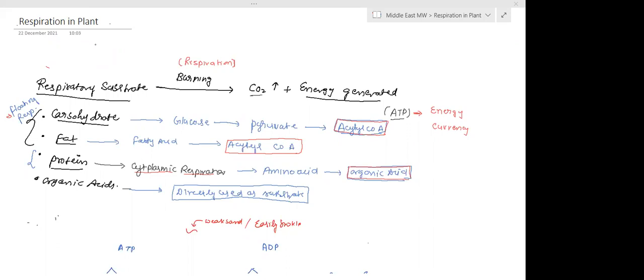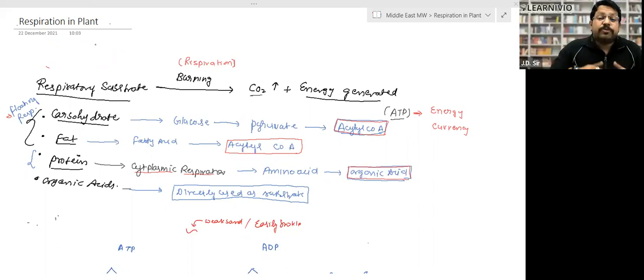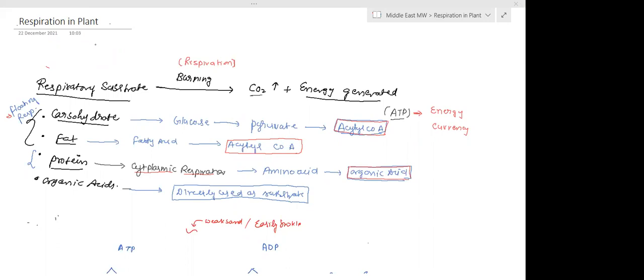Okay. Now, what is the respiratory substrate? It means those substances which can be burned. So carbohydrate, meaning sugar, is the best respiratory substrate. Like in your stove, LPG is the best substrate, right? Am I clear? Yes.